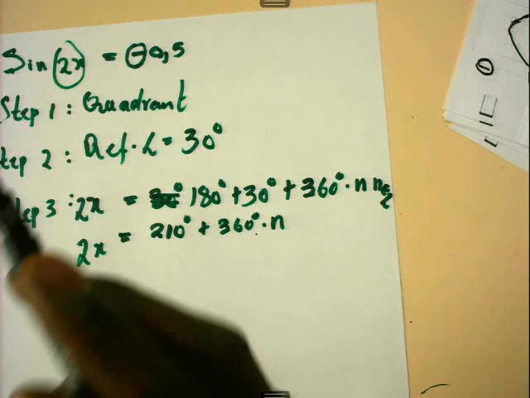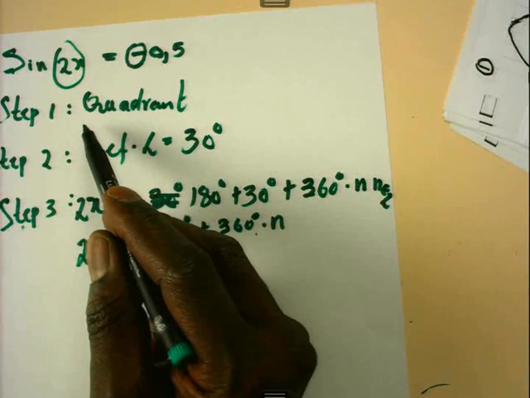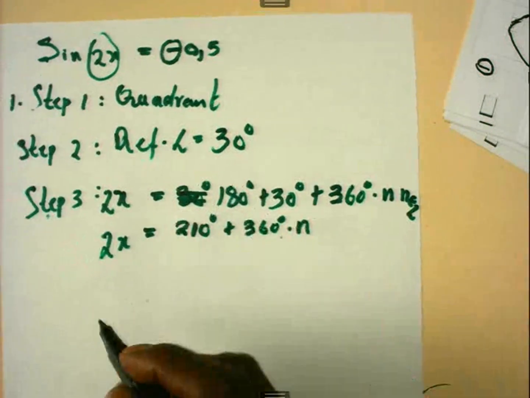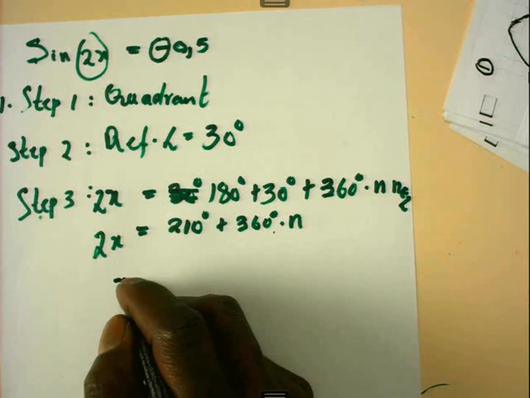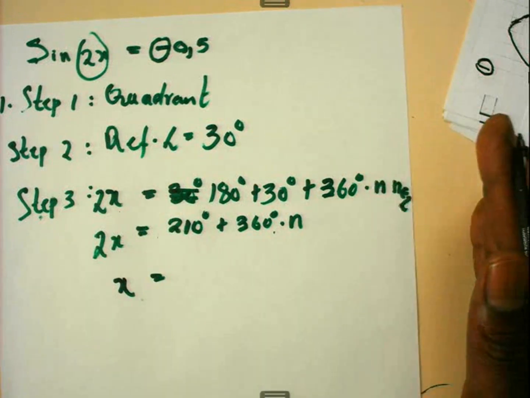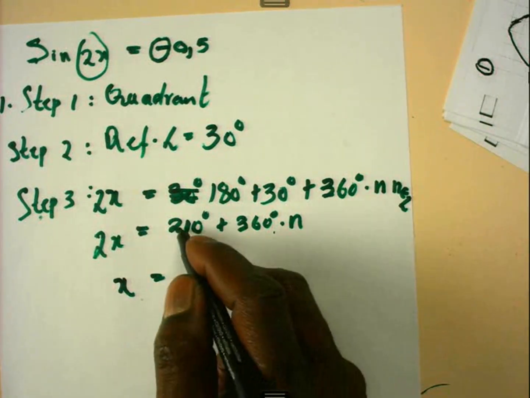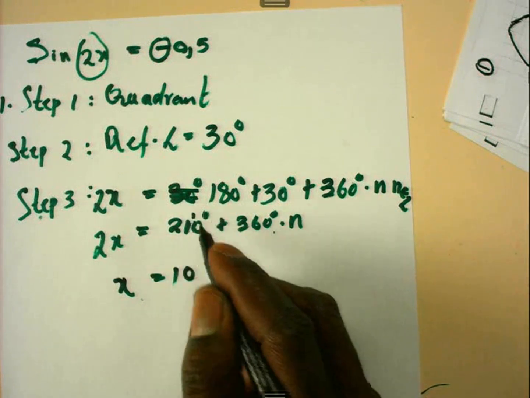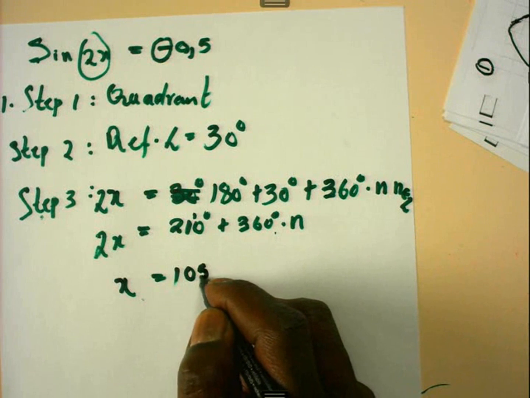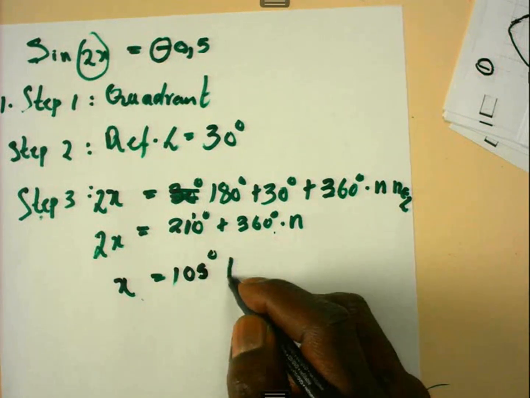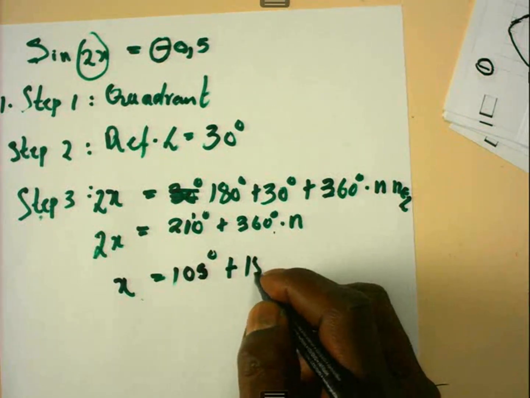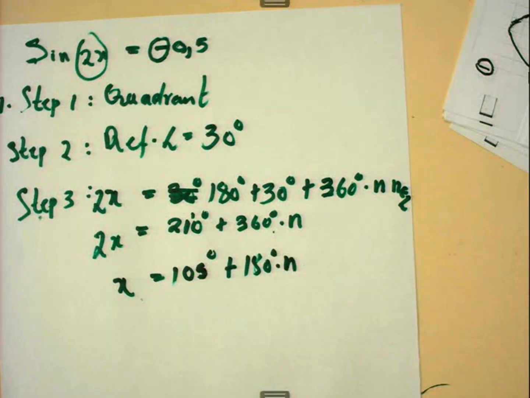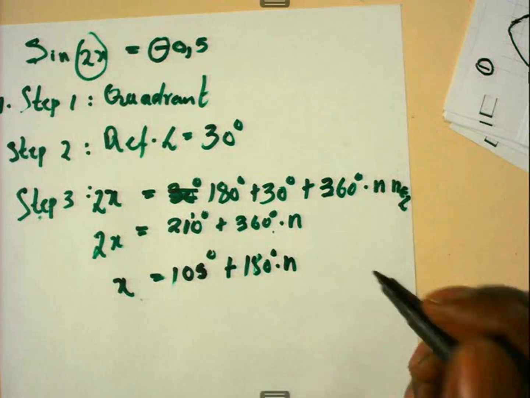Now, we are not looking for the solution of 2x, but we want the value of x. So, to find the value of x, we must divide throughout by 2. 2 into 2 will go once, 2 into 1 doesn't go, it leaves 1 into 5, into 10, it will go 5 times, plus 2 into 360, it will go 180 degrees times n. That will be the first solution.